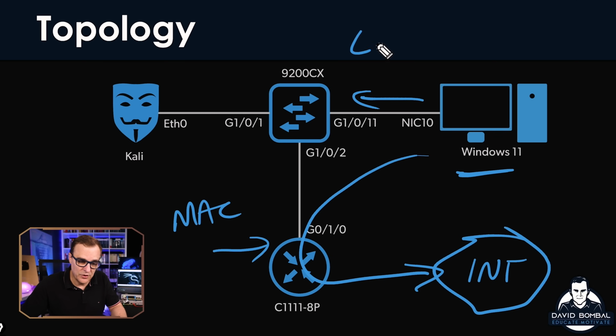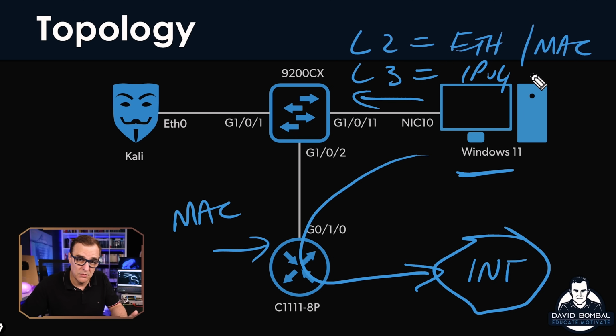So at layer 2 in the OSI or TCP/IP model, we've got Ethernet. It's going to be using a MAC address. At layer 3, we've got an IP version 4 address as an example, or IPv6. When this Windows computer sends traffic onto the internet, for example, going to google.com, it needs to know the layer 2 MAC address of its default gateway.